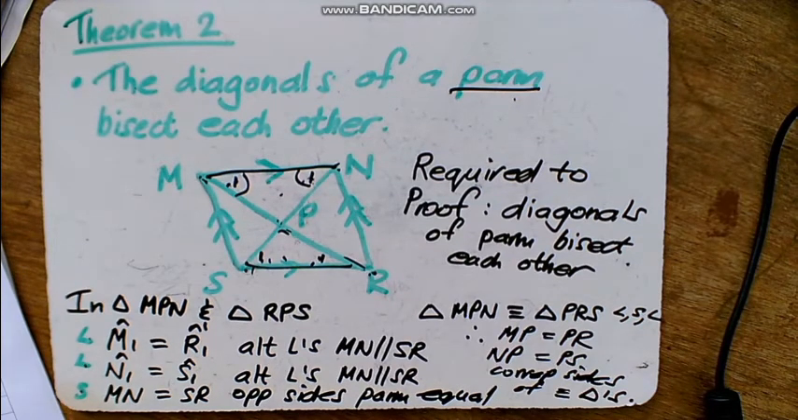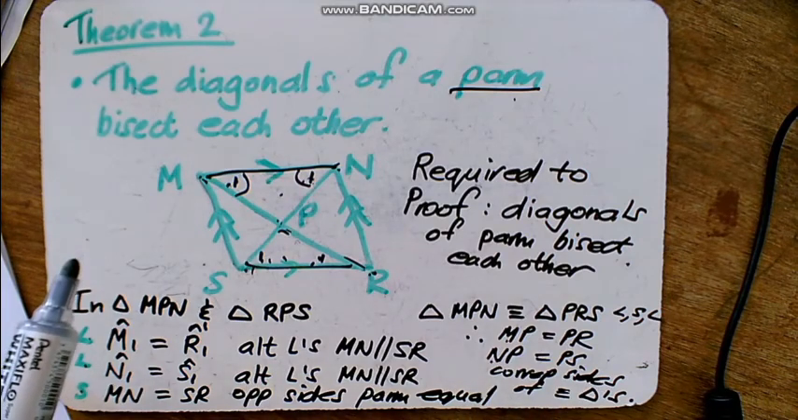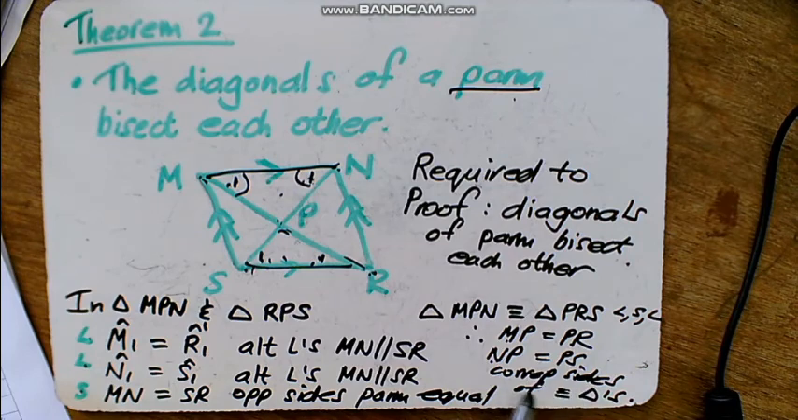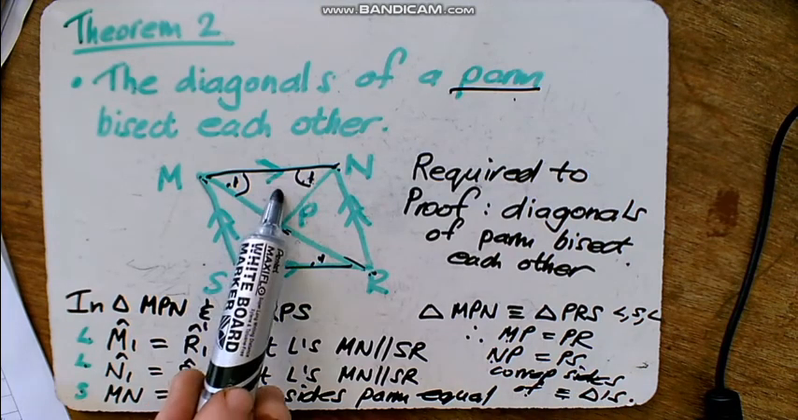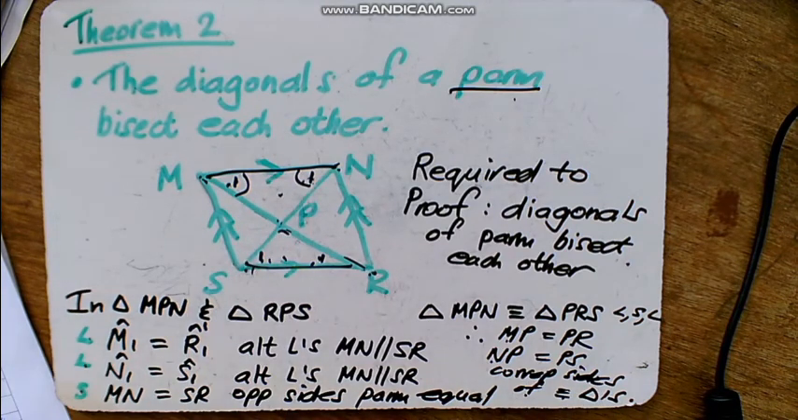and so we can conclude that MP is equal to PR, NP is equal to PS, corresponding sides of congruent triangles, because the one triangle fits perfectly on the other triangle. And so now we have concluded the last statements. Therefore, the diagonals of a parallelogram bisect each other.